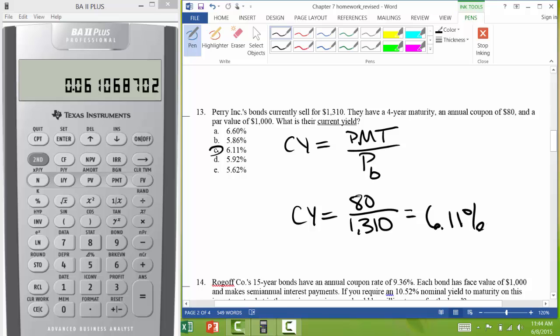and that's answer C. So just remember, whenever you see the word current yield, that means we have a much easier problem than you think. It's always just this short equation.